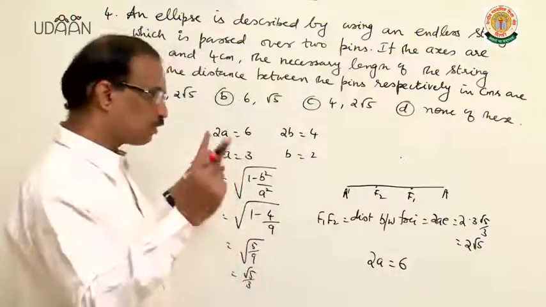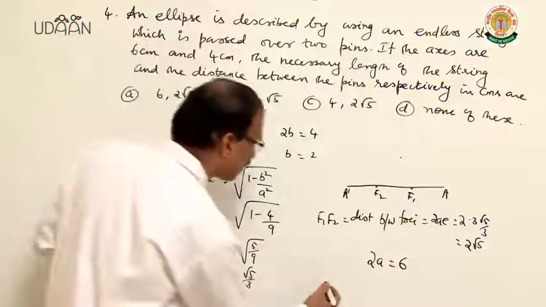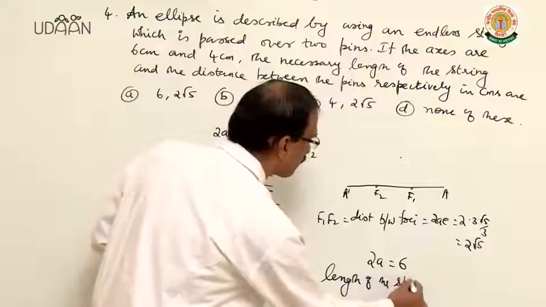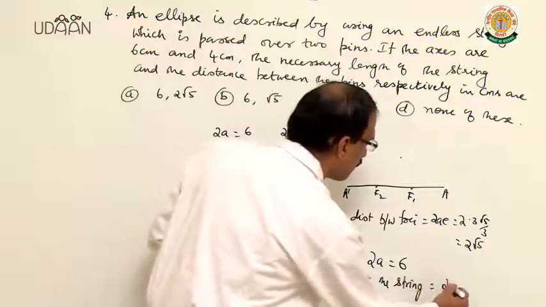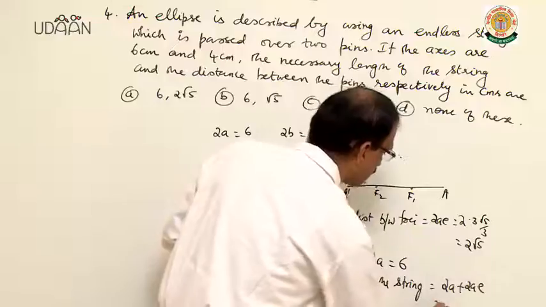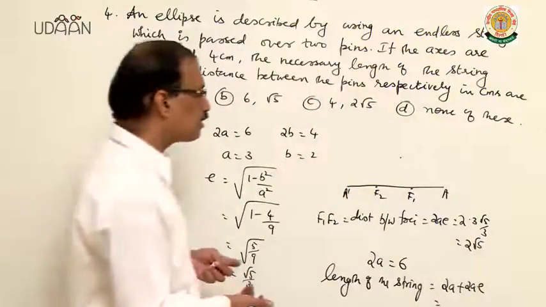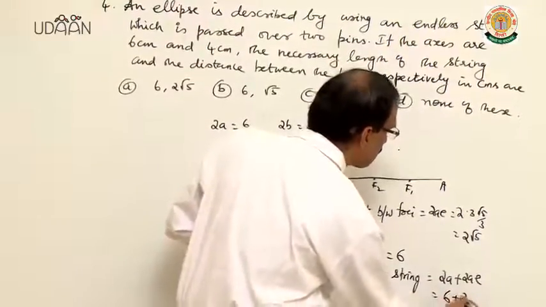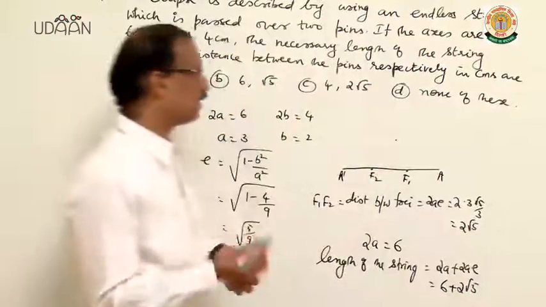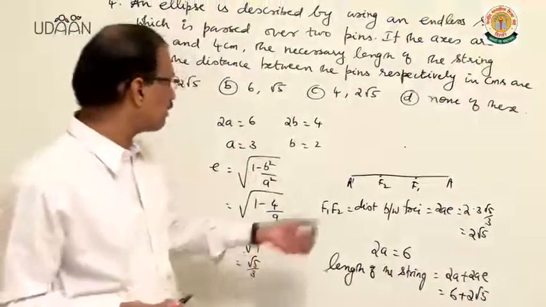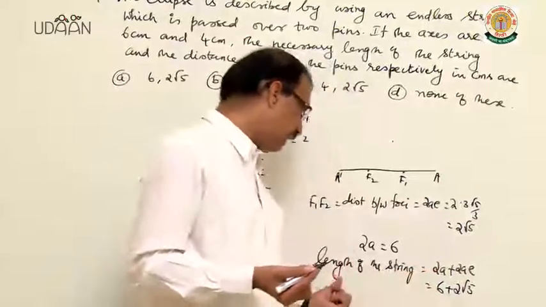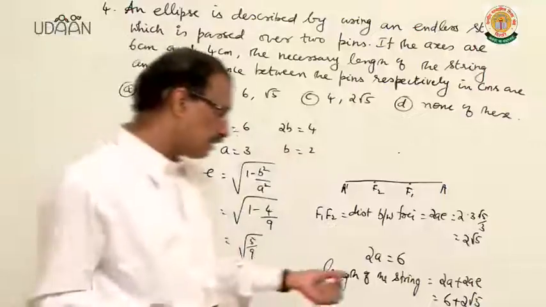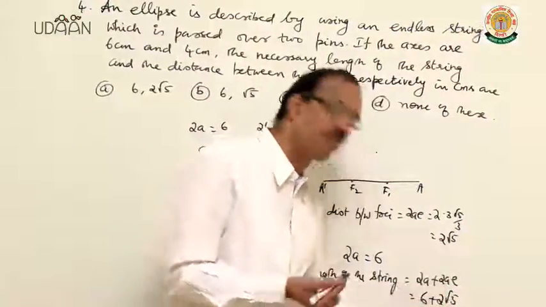So the total length of the string, what will we get? The length of the string must be 2a plus 2ae. So 2a plus 2ae means you get 6 plus 2 root 5 as the answer. The distance between the pins is 2 root 5, and the length of the string which is required must be 6 plus 2 root 5 centimeters.